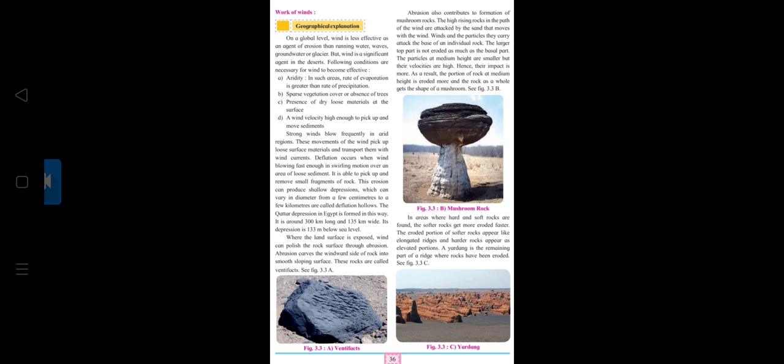So, in deserts, which agent of erosion is very significant? Wind. Aridity, that is, in such areas, the rate of evaporation is greater than the rate of precipitation. It is greater than the precipitation. Precipitation is what falls from the clouds in the form of dew, hail, all of that.